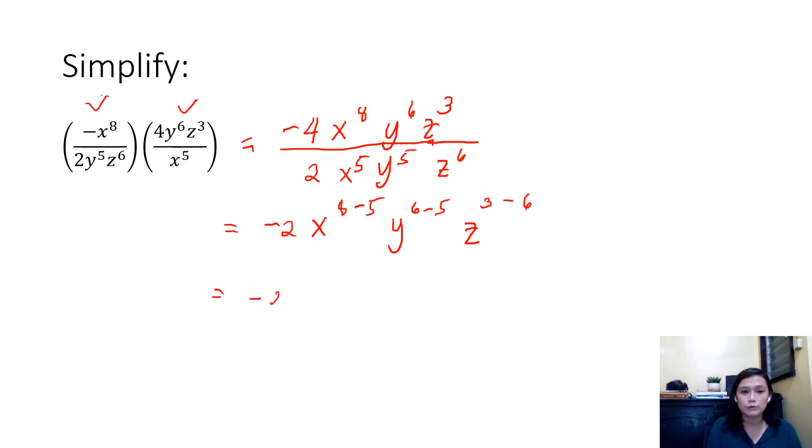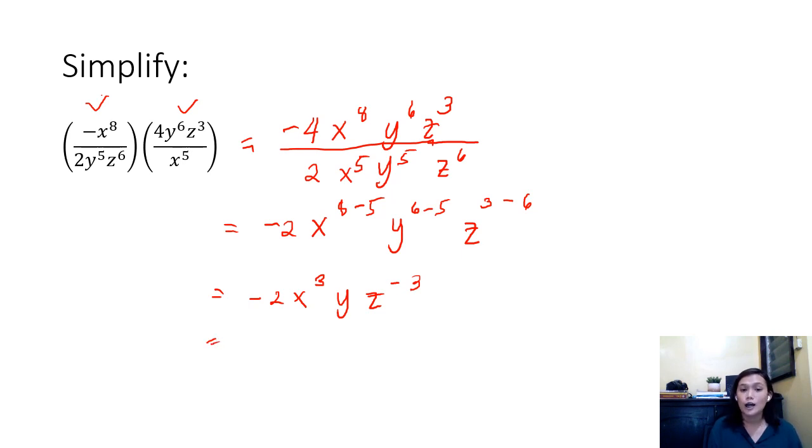You have negative 2x, 8 minus 5, that is 3. So x raised to cube. Then we have y, 6 minus 5, that's 1. So you don't need to put 1. It's because it's pretty understandable that y there is raised to 1. And then z, right, raised to 3 minus 6, that's negative 3. Right? So negative 3.